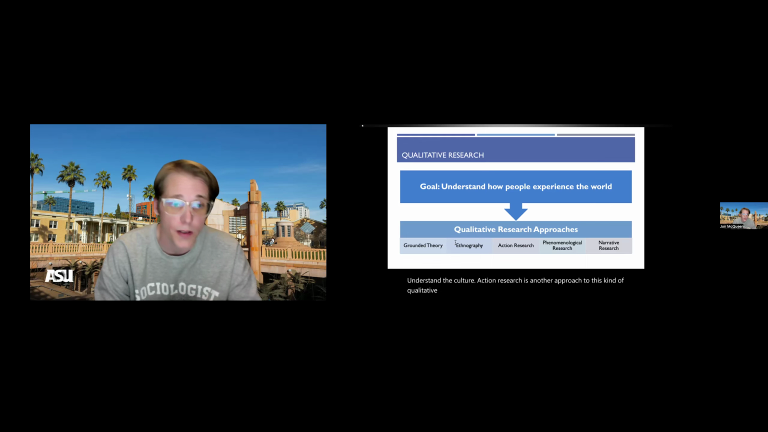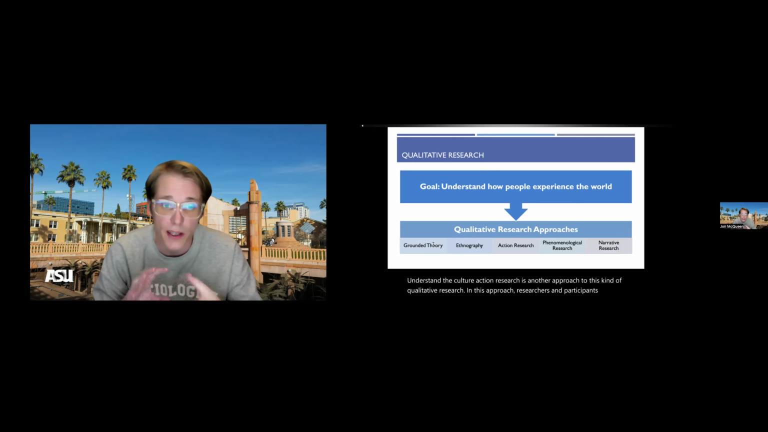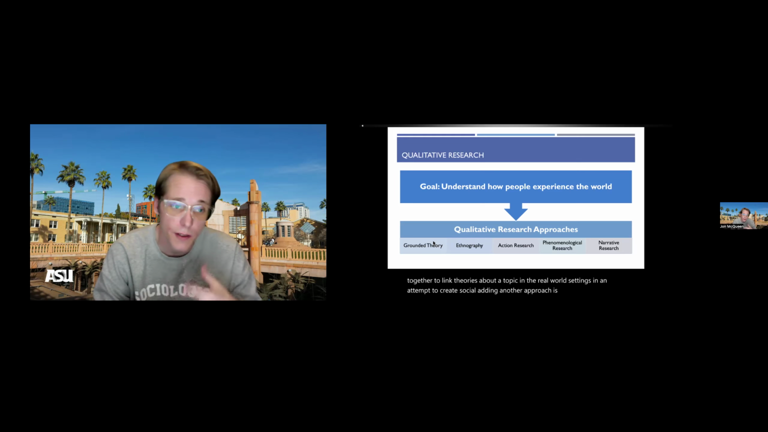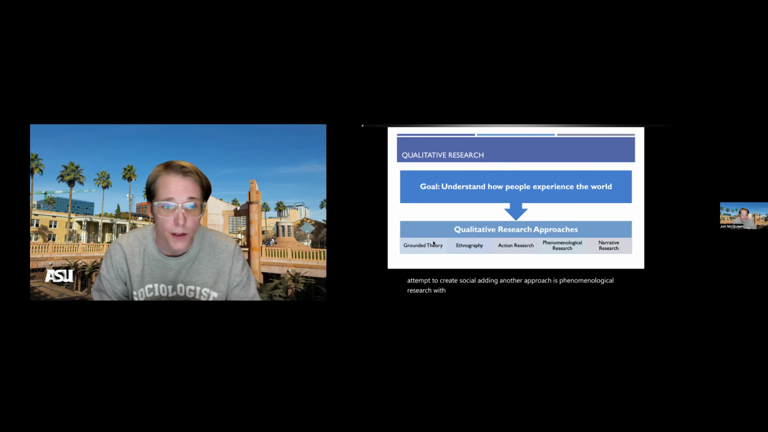In this approach, researchers and participants work together to link theories about a topic in real world settings in an attempt to create social change. Adding another approach is phenomenological research. With this approach, researchers investigate a phenomenon by collecting and interpreting the lived experience of their participants. And lastly, narrative research involves researchers examining how stories are told to understand how participants make sense of their experiences.